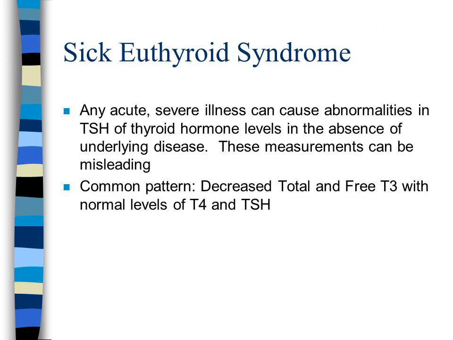Sick thyroid syndrome. Any acute, severe illness can cause abnormalities in TSH or thyroid hormone levels in the absence of underlying thyroid disease. These measurements can be misleading. Common pattern: decreased total and free T3 with normal levels of T4 and TSH.